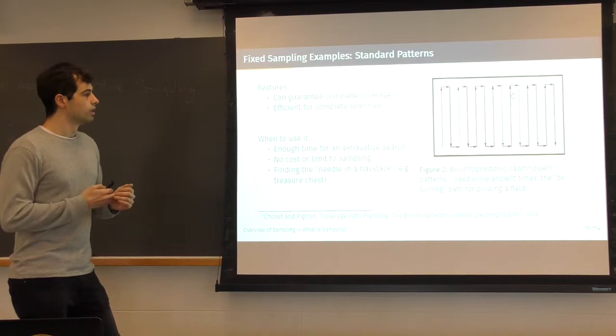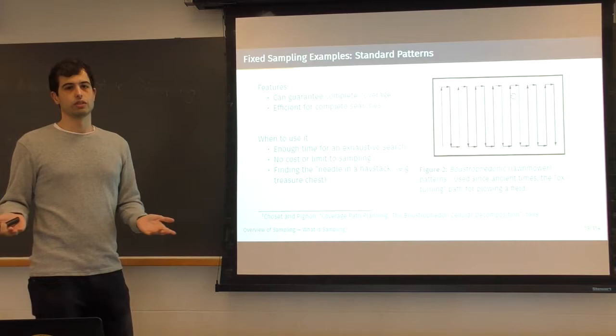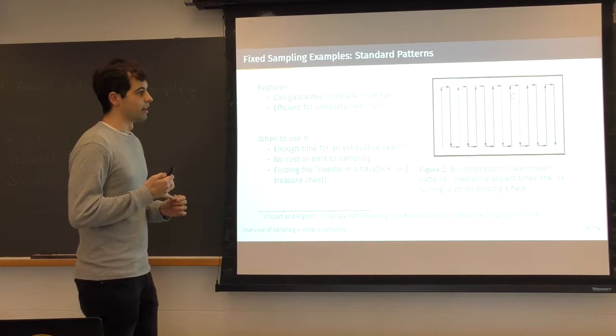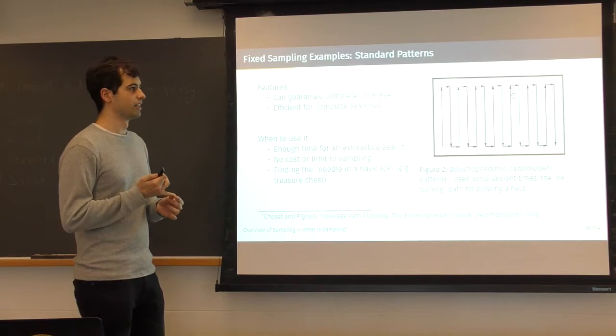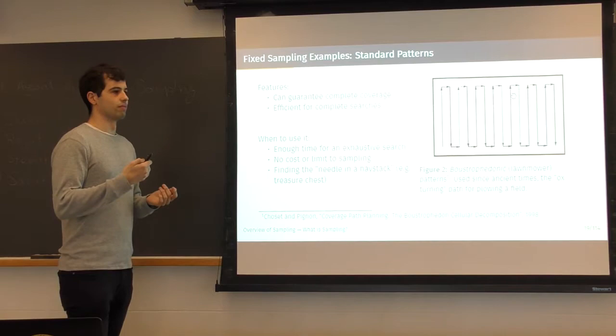You also need, in this case, you don't need a time constraint. So you want to make sure that you have plenty of time to do it, and you don't have a high cost for sampling. Finally, it's also good if you're dealing with a needle in a haystack problem. Just imagine you want to find a treasure chest on the bottom of the ocean floor. This way, you cannot benefit from knowing where the chest is not. Basically, you need to cover everything.